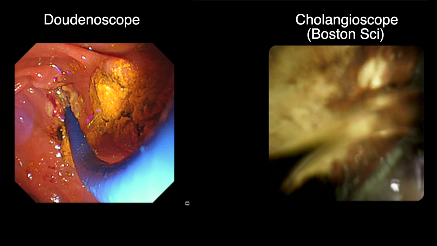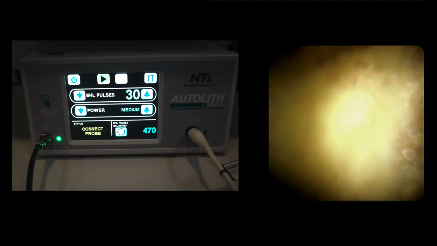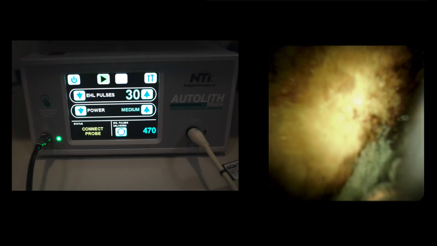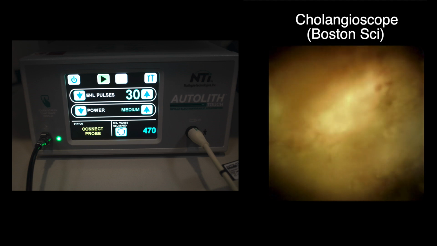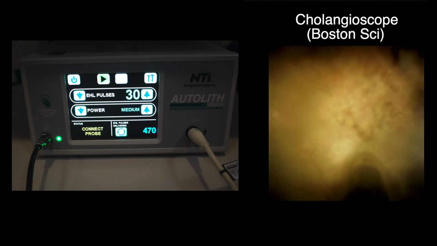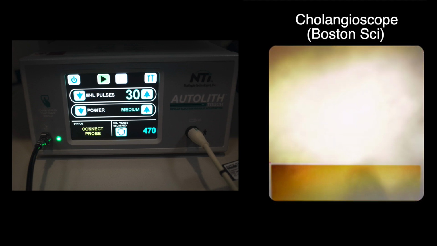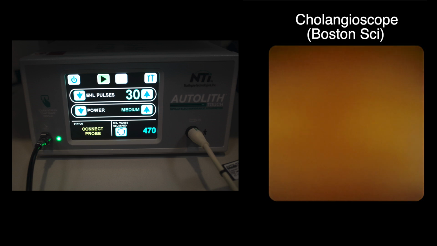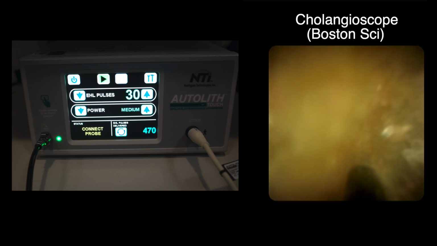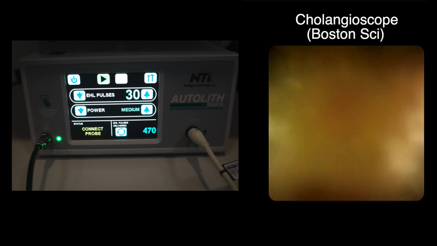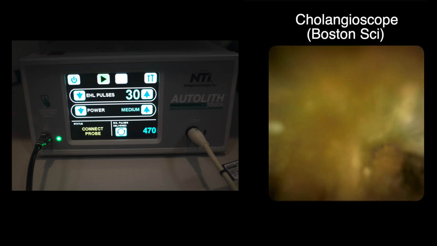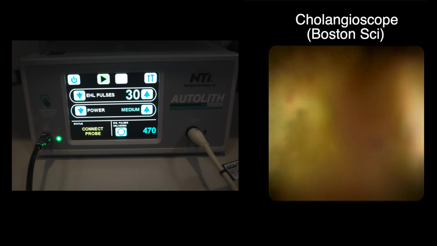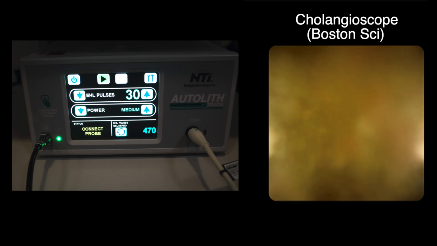The next step is to fragment the stone using electrohydraulic lithotripsy. We used an autolith lithotripsy machine set at medium power with delivery of 30 pulses per press of the pedal. The EHL probe is passed down the channel of the cholangioscope and placed near the surface of the stone. With each press of the pedal, the resulting shock waves break up the stone.